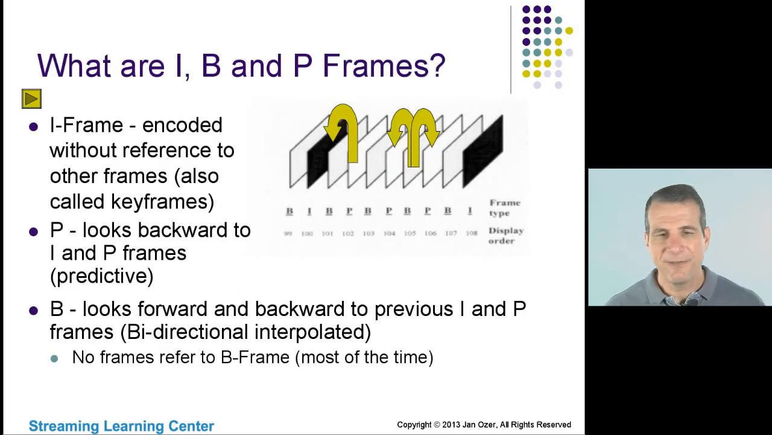Okay, so what are I, B and P frames? All H.264 files, which is pretty much what we're talking about now, are encoded in what's called a group of pictures. A group of pictures starts with an iframe and continues to the next iframe, but doesn't include that iframe. So a group of pictures is basically from the iframe in a group of pictures until the last frame before the next iframe. Iframes, or keyframes, are encoded totally self-referentially. So it's basically a JPEG file.